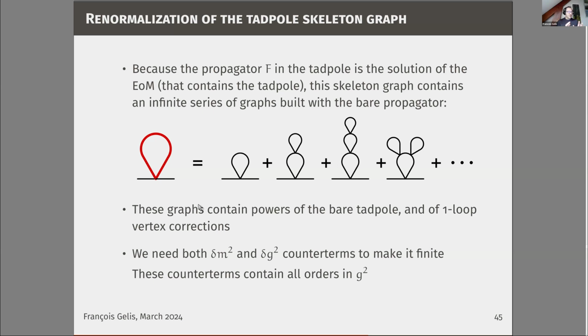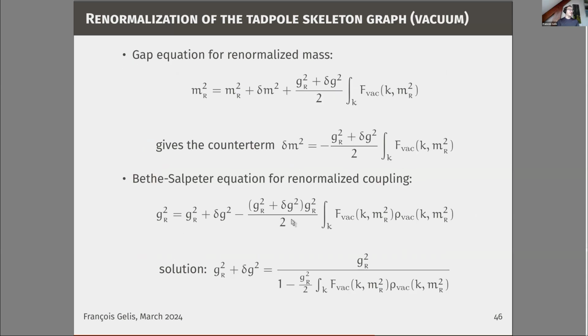So it means that even though we're talking only about something that looks like a tadpole, to make it fully finite, we need both a counter term for the mass and a counter term for the coupling. They can be determined fairly easily in this case. First of all, we have to think about this problem in the vacuum. We will calculate the counter terms in the vacuum, and then we need to show that when we include matter, say a distribution of particles, these counter terms calculated in the vacuum are sufficient to make everything finite. So in a sense, you don't need the counter terms to know about the particle distribution.